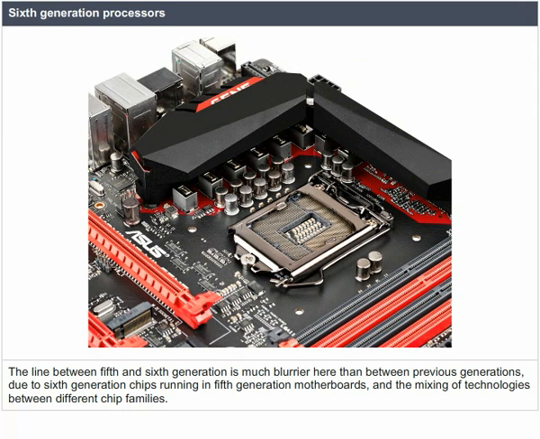The line between fifth and sixth generation is much blurrier here than between previous generations due to sixth-generation chips running in fifth-generation motherboards and the mixing of technologies between different chip families.